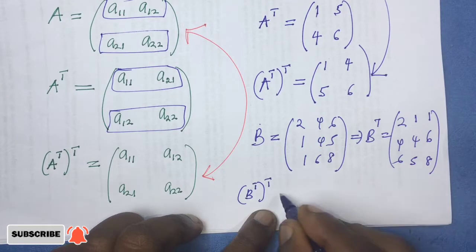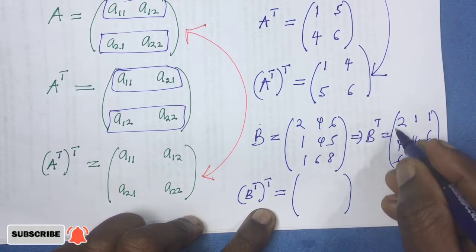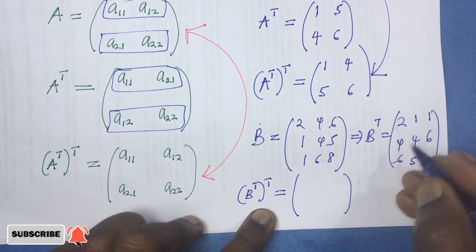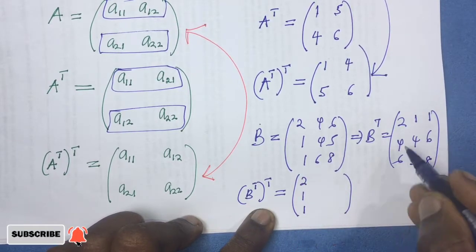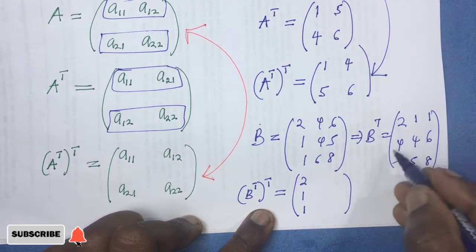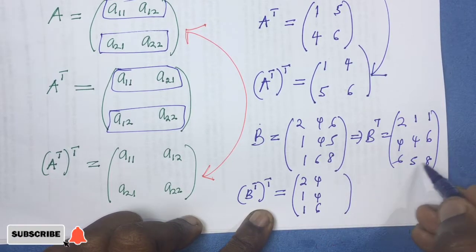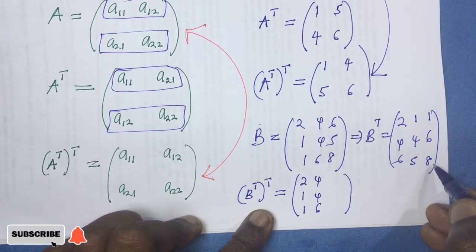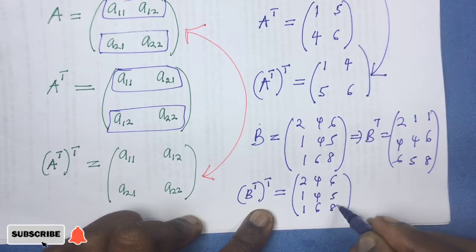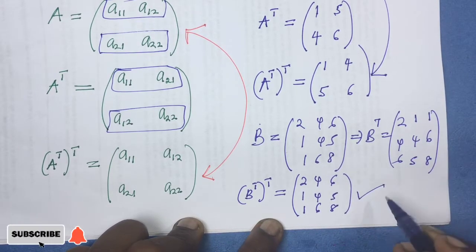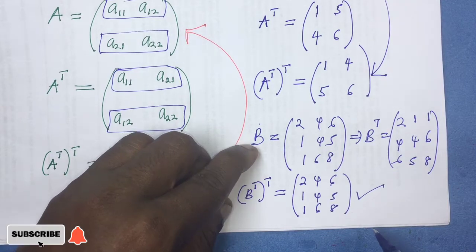If you transpose B transpose, it means this row in B transpose, 2, 1, 1, becomes 2, 1, 1, a column. This row in B transpose, 4, 4, 6, becomes a column, 4, 4, 6. This row, the last one in B transpose, which is 6, 5, 8, becomes 6, 5, 8. Notice that this result is the same as the matrix B.